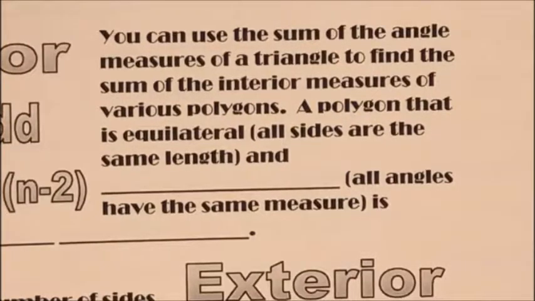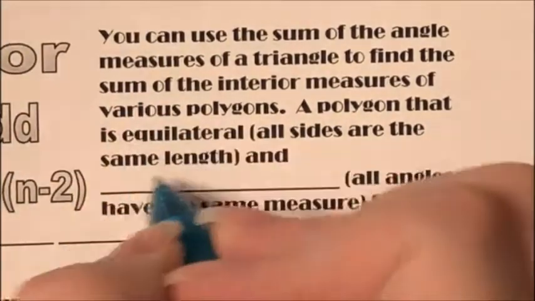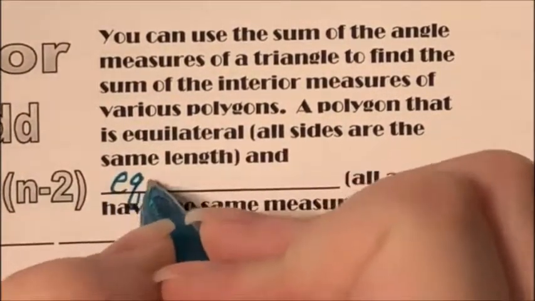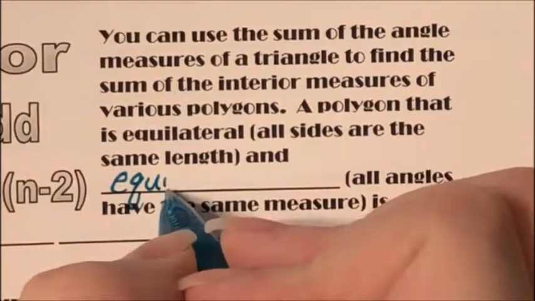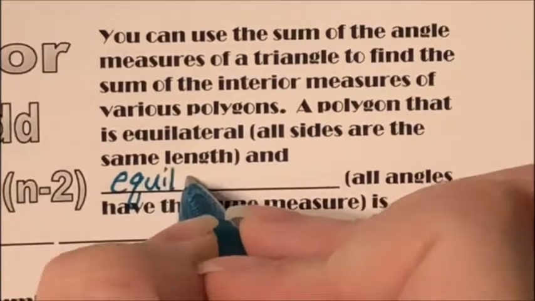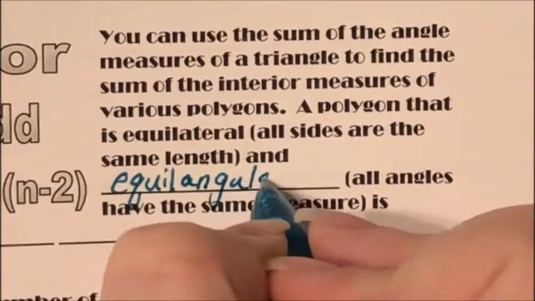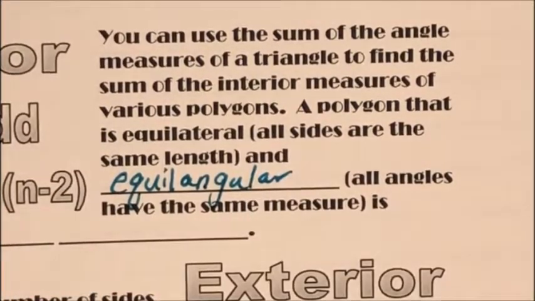You can use the sum of the angle measures of a triangle to find the sum of the interior measures of various polygons. A polygon that is equilateral, which means all sides are the same length, and blank, all angles have the same measure, is called a blank blank. In the first blank, you're going to write equiangular. Equiangular.